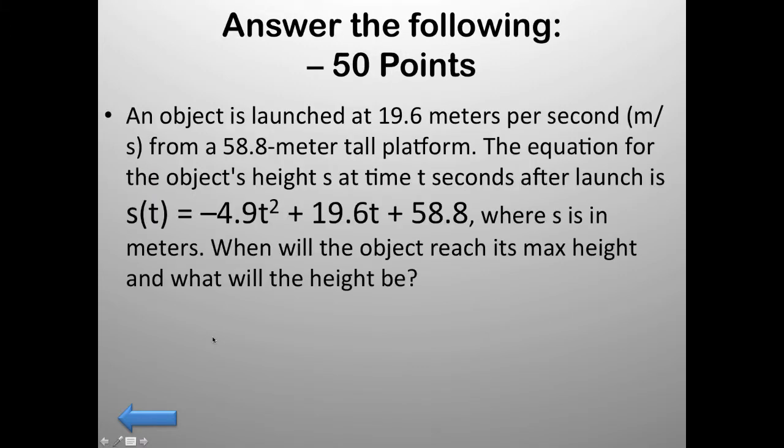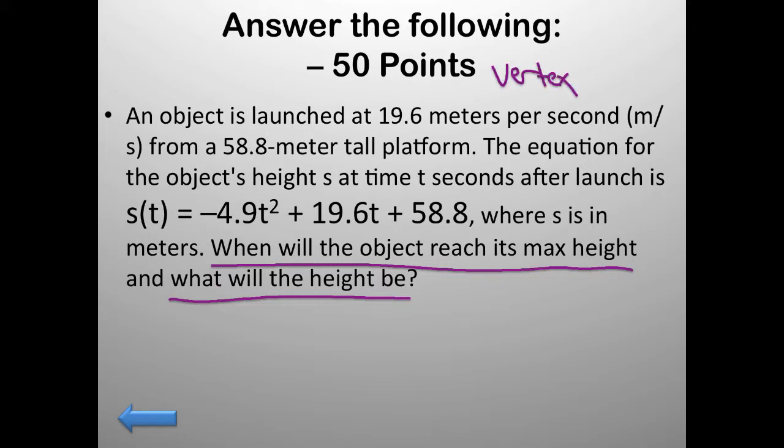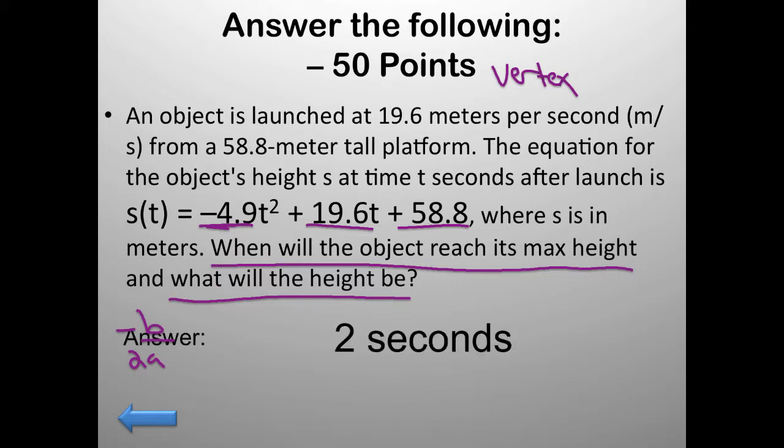For word problems, again, you are going to be most often given the equation, and you're going to be asked a question, when will the object reach its max height, and what will the height be? So the first step is, where does the min and max occur? Well, it occurs at our vertex. And how do I find my vertex? I do the opposite b over 2a, where a is negative 4.9, b is 19.6, c is 58.8. I get 2 when I do that.